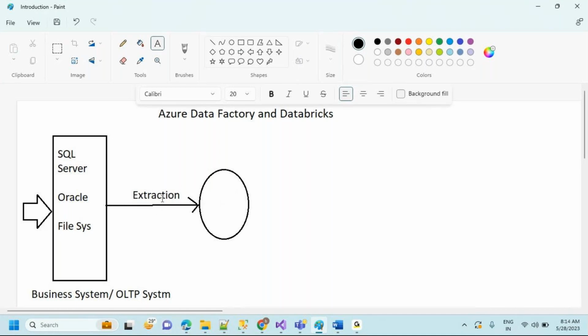How you are extracting data is out of scope at this point of time, and it depends on the data source. We have different tools in the market, the traditional tools like SSIS, Informatica, DataStage, something like this, already in the market. All these tools are supposed to bring data from the various systems, and then we are going to apply transformation here.